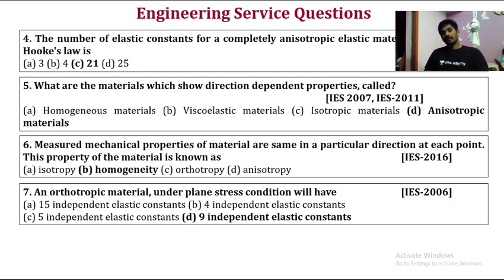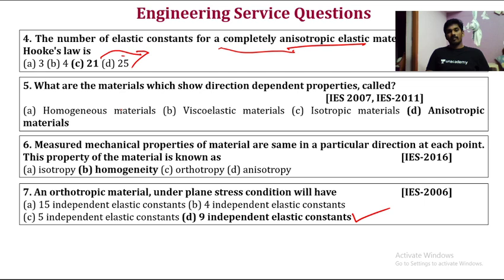Next one. For a completely anisotropic material, based on Hooke's law, there are 21 elastic constants. You will have 21 elastic constants for an anisotropic material. And for an orthotropic material, you will have 9 elastic constants.